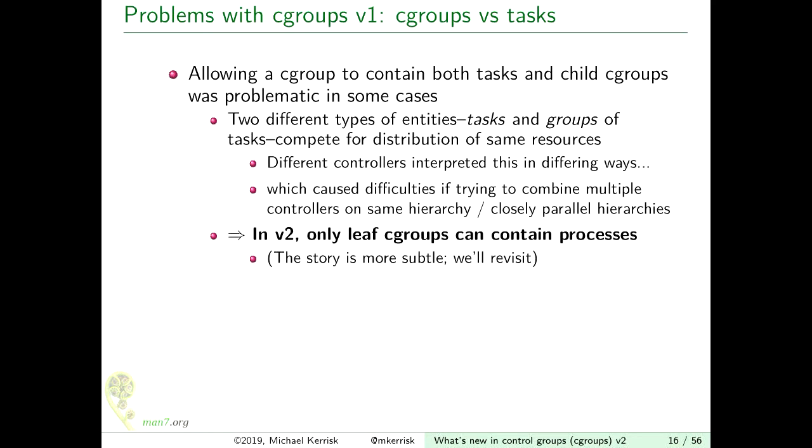So the rule then in version 2 is roughly only leaf Cgroups can have member processes. Interior nodes, interior Cgroups can't have member processes. The story's a little bit more subtle than that. I'll come back to it.